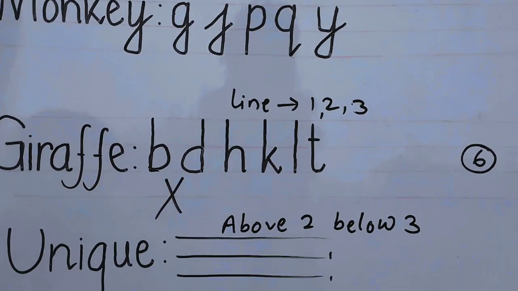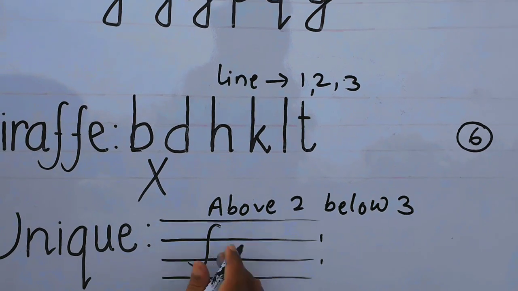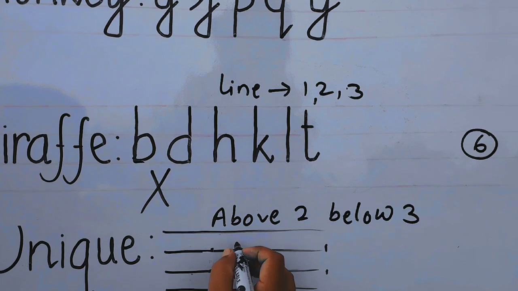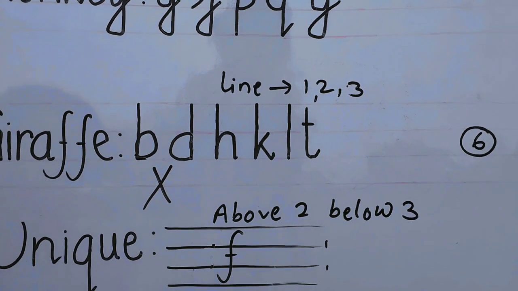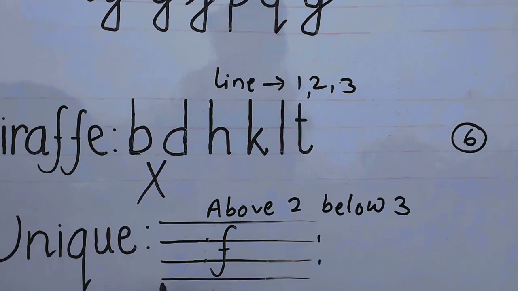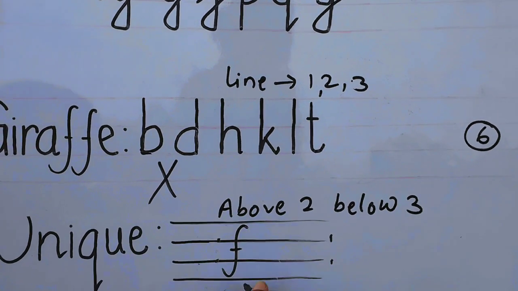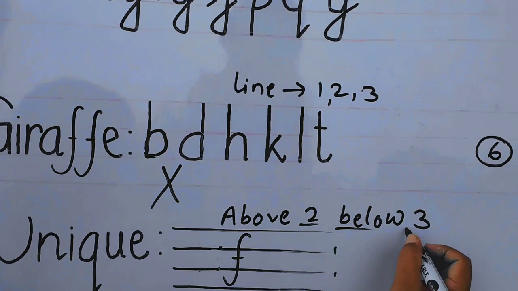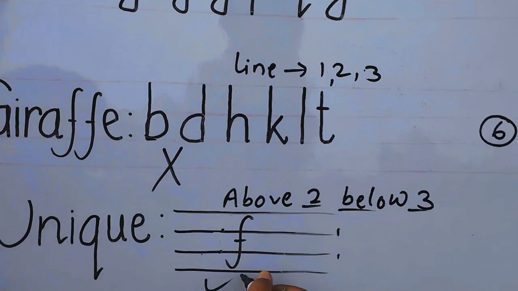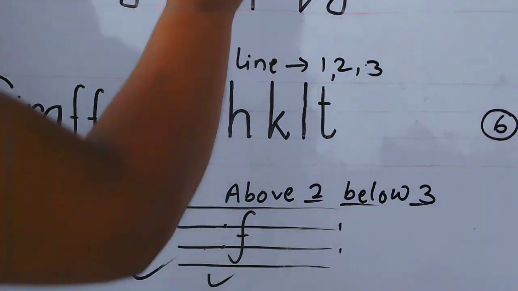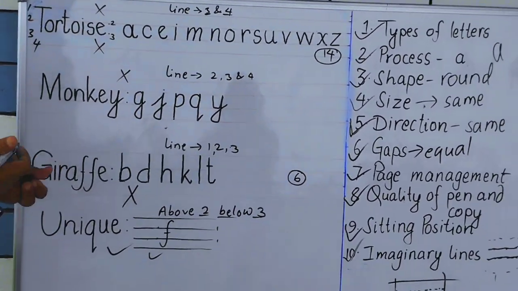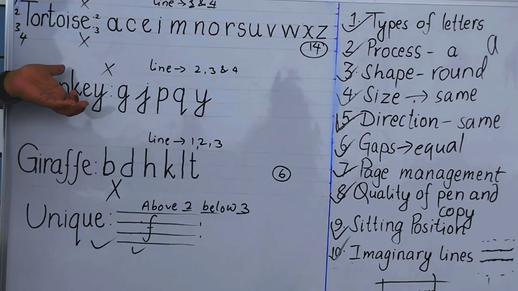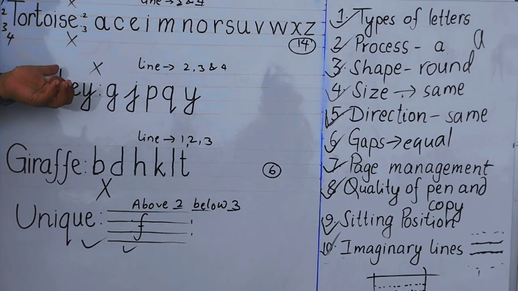And we have one unique letter. That's F. F goes very close to the fourth line and very close to the first line, but doesn't touch. So F is above the second and below the third, but very close to the fourth and first. This is how we write all the small cases in English handwriting. If you maintain this type of writing alphabets, certainly you will improve your handwriting.